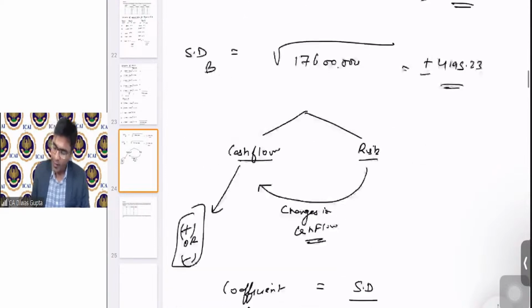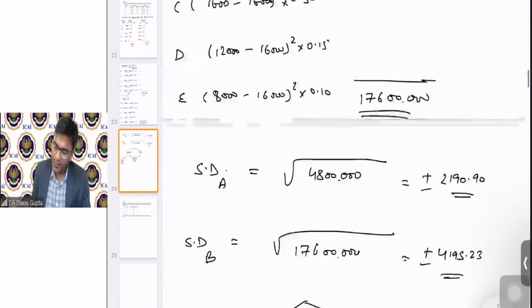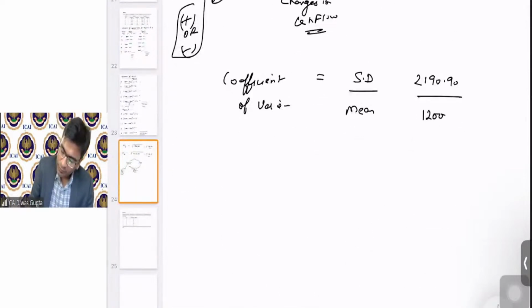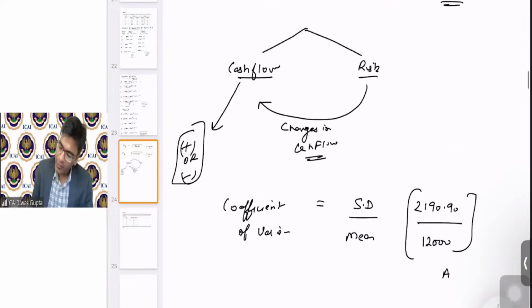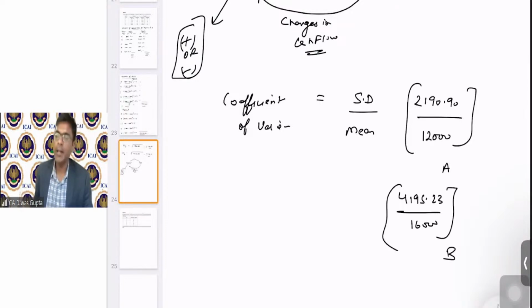So this will be 2190 divided by, what is the mean for the first? 12,000. This is for A project. Similarly, for B project, 4195. This is for B project. Okay? Simple. I hope this is clear.